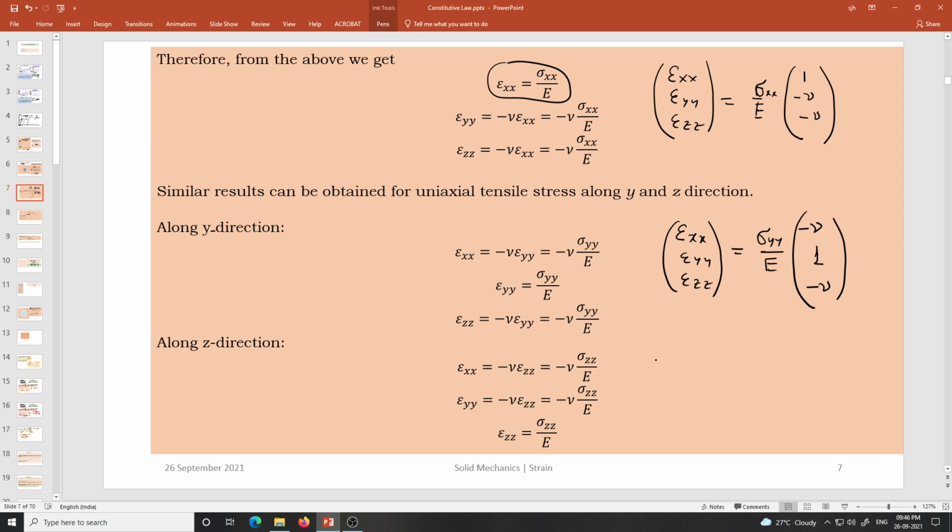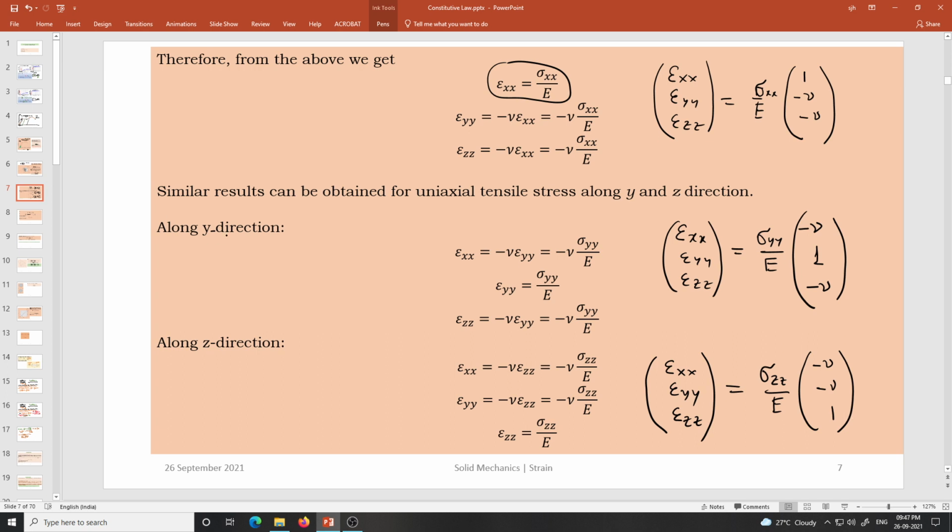And if we repeat the same experiment along the z direction, again we are going to get a similar expression, only the placement of 1 and nu would be different, and the first coefficient would be sigma zz over E times minus nu, minus nu, 1. Again, we shall assume that the deformation is very small, strain is very small, so superposition is valid.